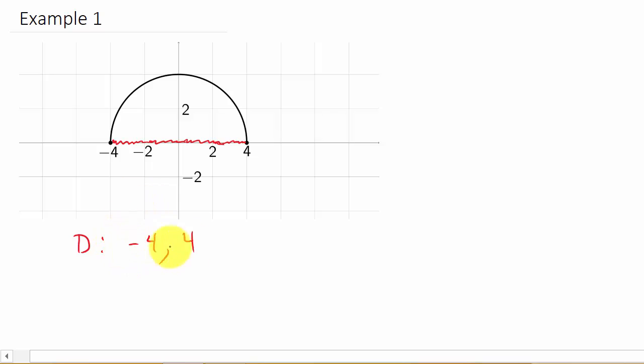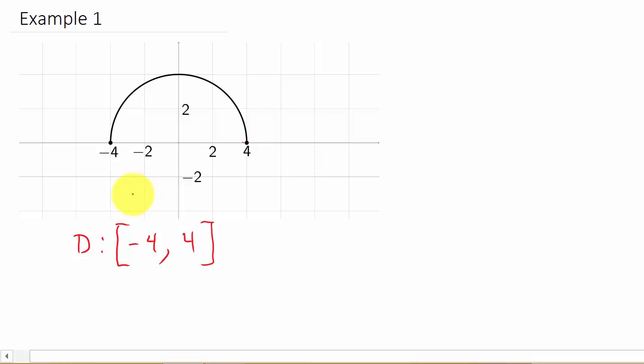When we write this, we need to use brackets because the -4 and the +4 are included. Notice the point here at -4 is a closed circle, and this is a closed circle. We'll have some in a minute where they're open circles, so we'll talk about that. All right, so that's the domain.